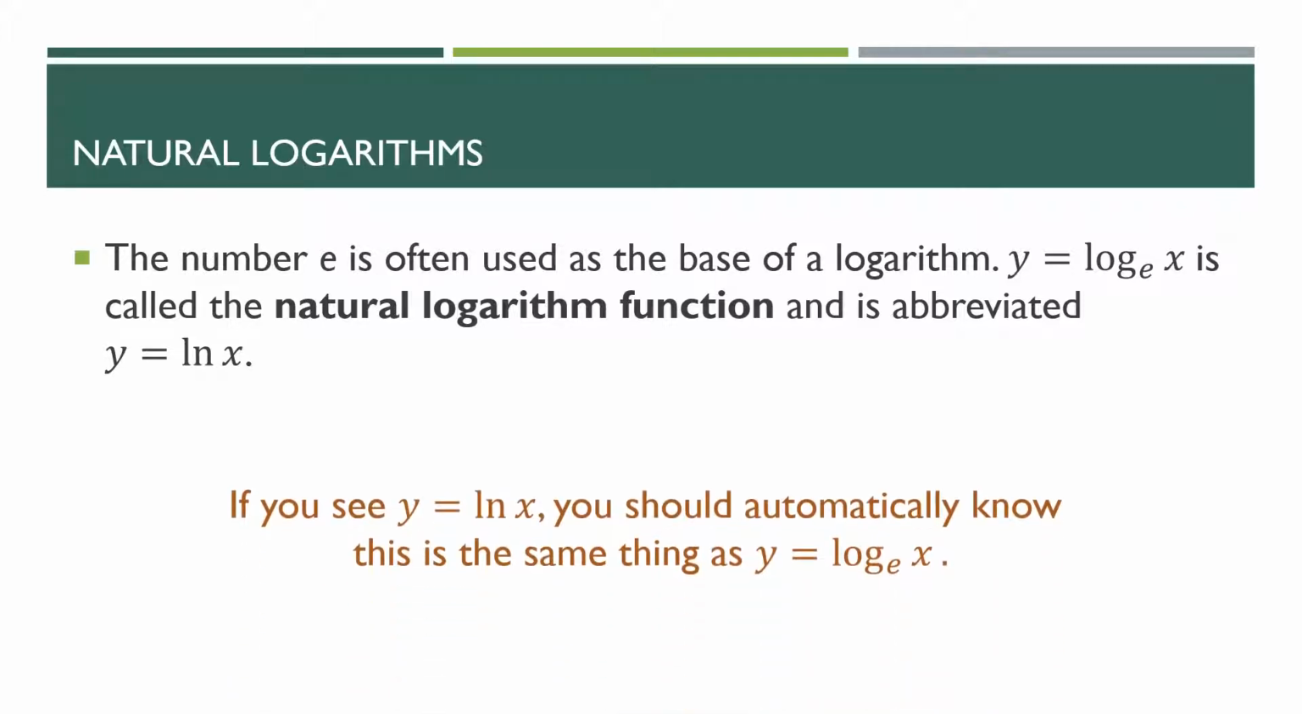So again, if you see y equals ln of x, you should automatically know that means the same thing as y equals log base e of x. And remember again, e is that irrational number, approximately 2.72. Now on your calculator, this button will look like this. It'll say ln. So it's the ln button on your calculator. Take a second, see if you can find those.